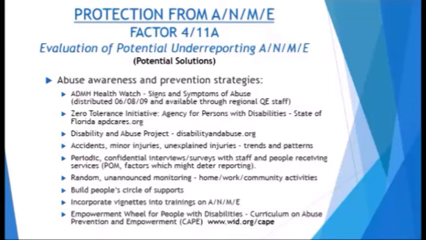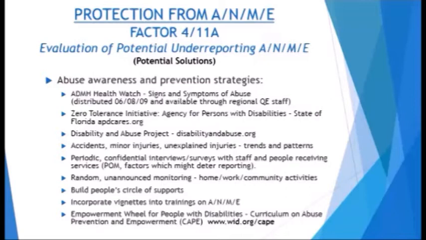This came from the enhancement division, and those are still available through your regional QE staff. There is a site that relates to initiatives that the state of Florida actually implements, identified as prevention and safety planning. Earlier we talked about the Disability and Abuse Project. There's a link available from that survey.